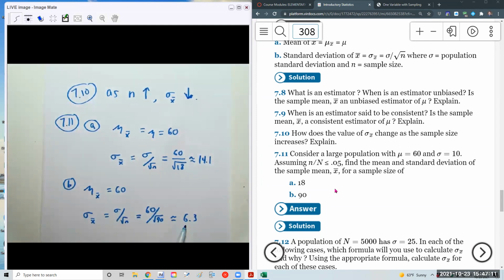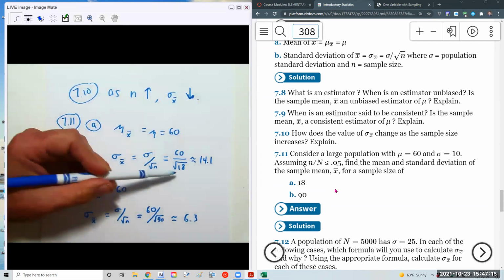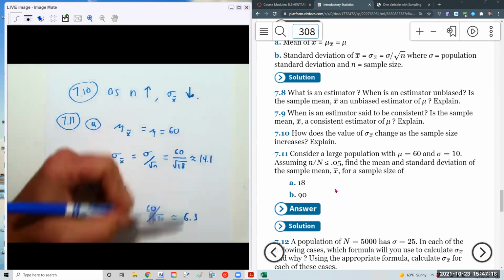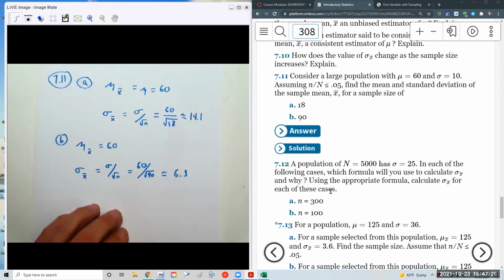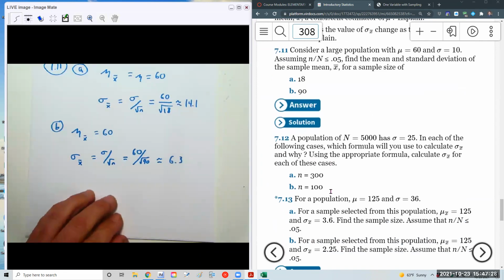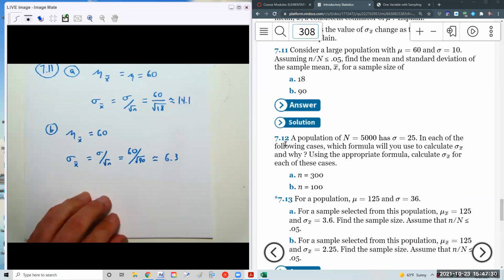And it's smaller than the 14.1, which we would expect since we increased the sample size from 18 to 90. We would expect a smaller standard deviation for a sample size equal to 90 than we would for a sample size equal to 18. All righty. So let's take a look at this next one, 712.